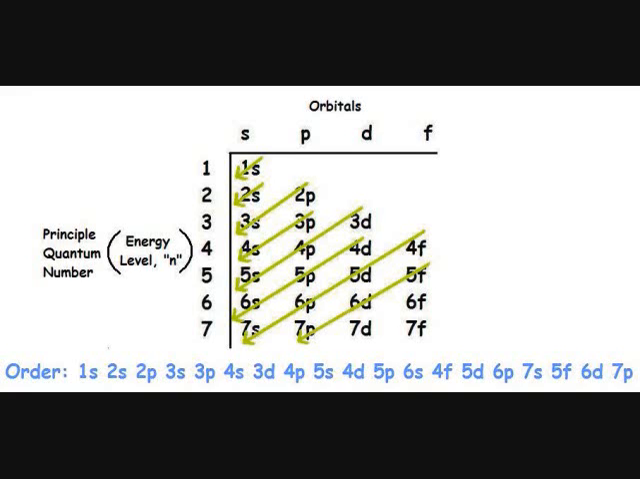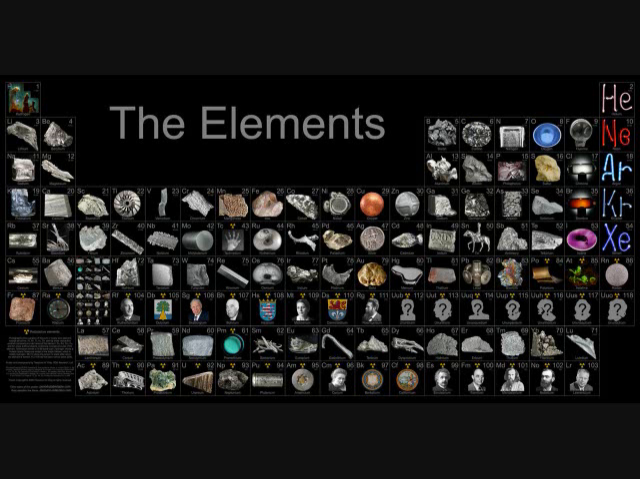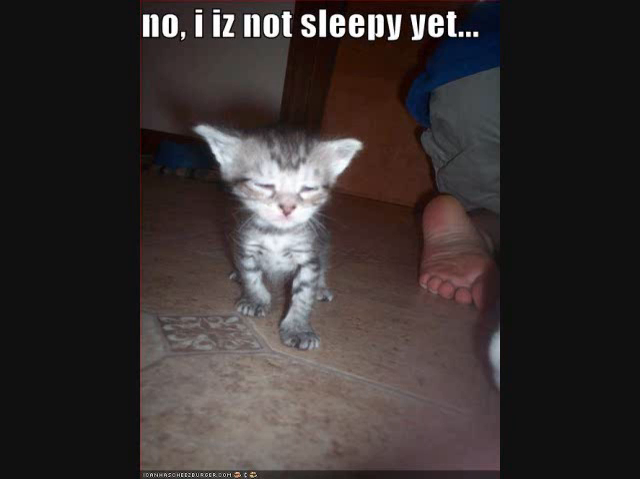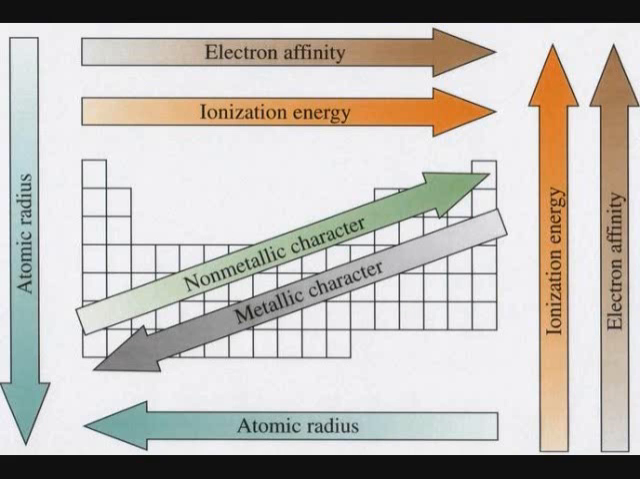After 4f we have 5d, then 6p, followed by 7s, 5f, 6d, and 7p. These are all of the elements that have so far been discovered or made. Still awake? Let's get to some more fun stuff, periodic trends.